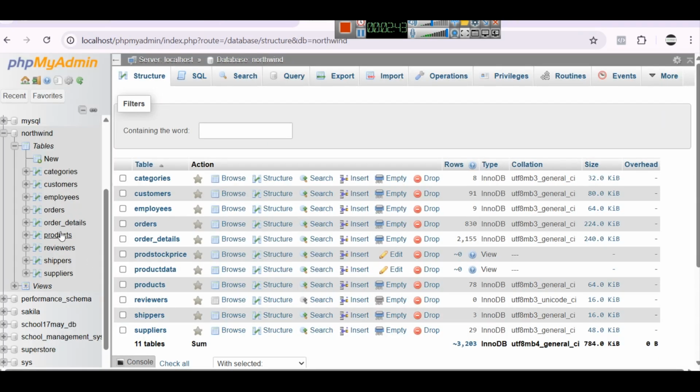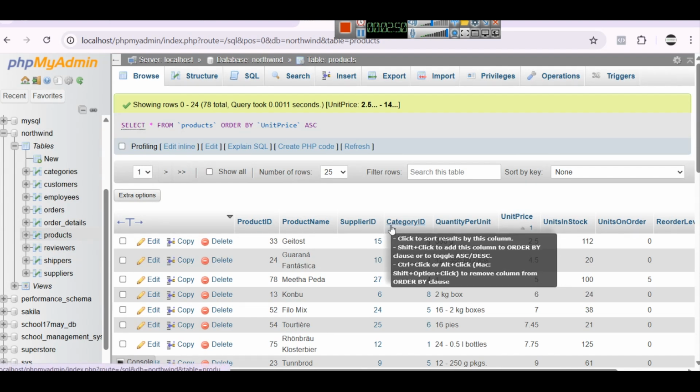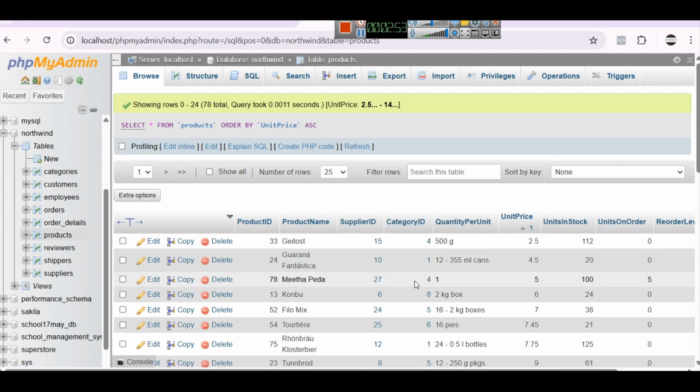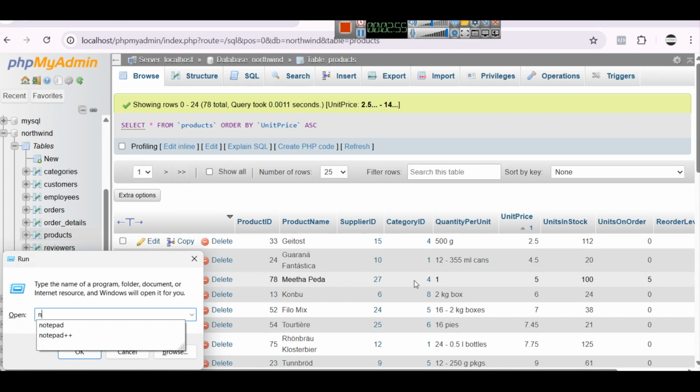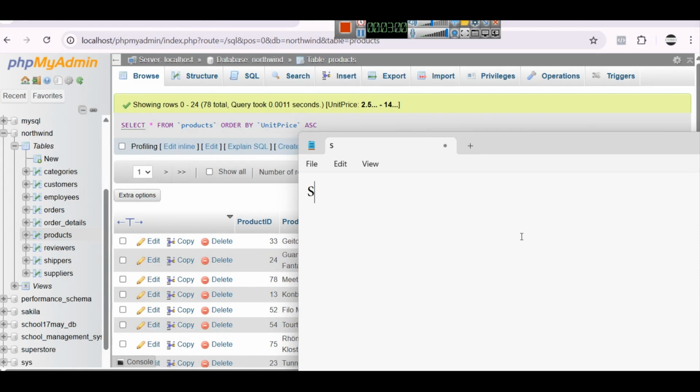If we look at the products table, supplier name and supplier ID and category ID is given, right? What if I ask you a simple question? Show product name, supplier name, and category name in the data.